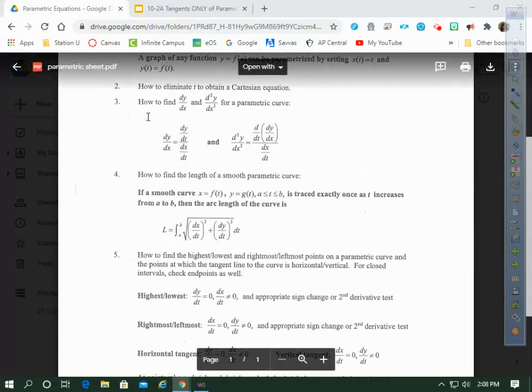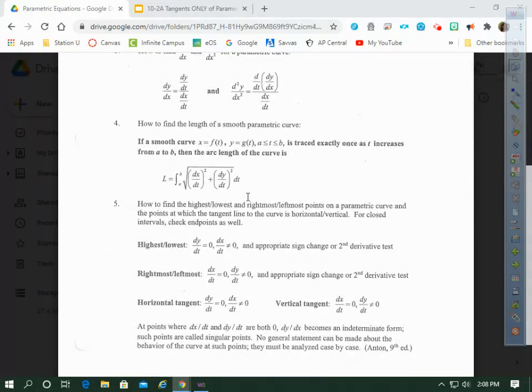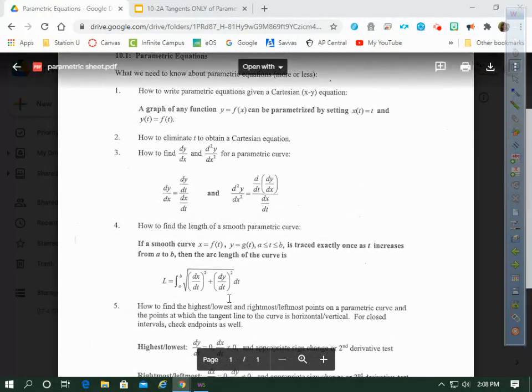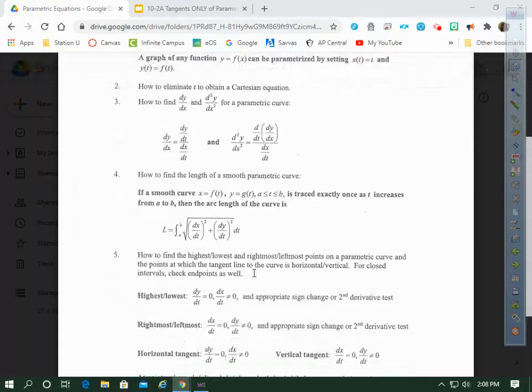We're going to do number 2, which is finding the first and second derivatives, and these are the formulas on the sheet. And then we probably will do some of these: the highest, lowest point, right and left, vertical tangent line, horizontal tangent line. We'll do some of those. And then in the next PowerPoint after that, we are going to do how to find the length of the parametric curve, which is this formula here.